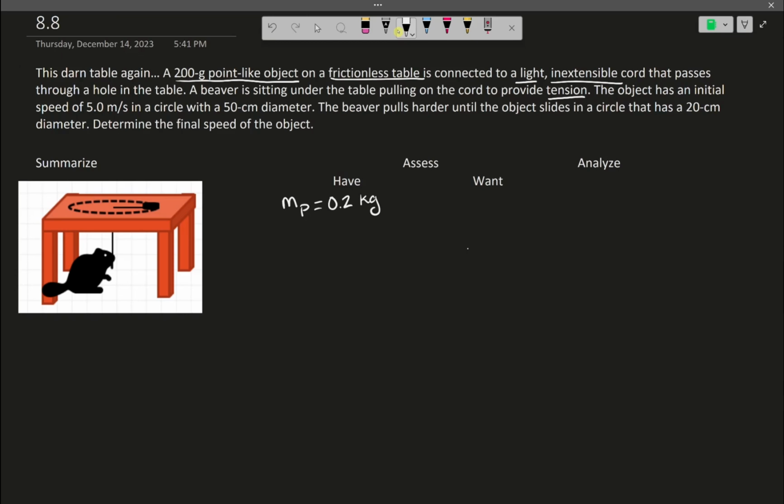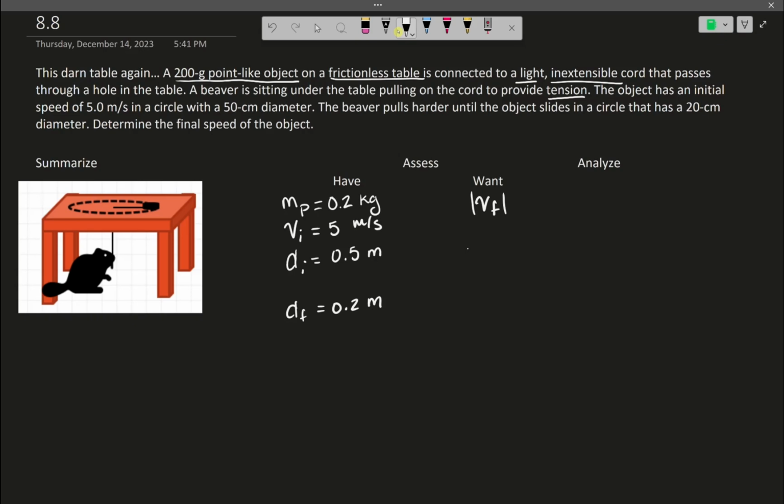The object has an initial speed of 5 meters per second, so an initial velocity of 5 meters per second, and it is moving in a circle with a diameter of 50 centimeters or 0.5 meters. The beaver pulls harder until the object slides in a circle that has a diameter of 20 centimeters. Let's call this the initial diameter. This is the final diameter, which is 0.2 meters. And I need to determine the final speed of this object.